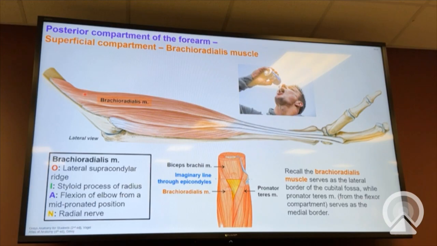So the brachioradialis muscle actually comes from way up high. It's actually not even coming from the lateral epicondyle. It's so high it's coming from that lateral supracondylar ridge. It'll go down, down, down like this and attach onto the styloid process of the radius. So the brachioradialis is actually a flexor.